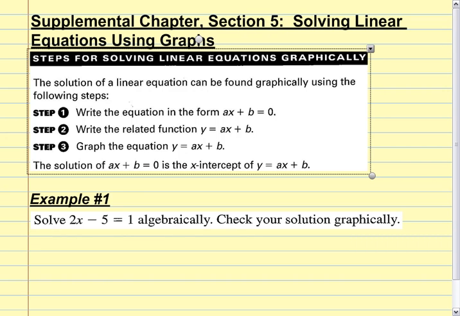Section 5, solving linear equations using the graph. Now, let me say something. You know how to solve linear equations. Okay, you know how to do that.